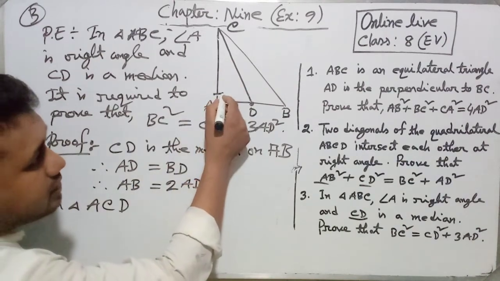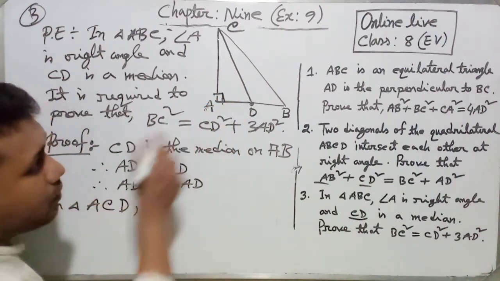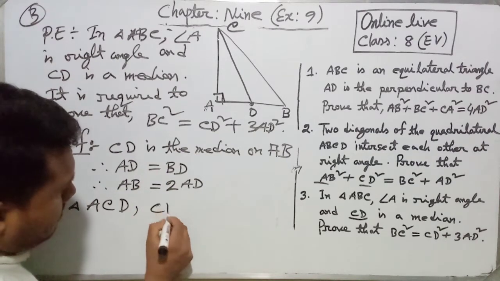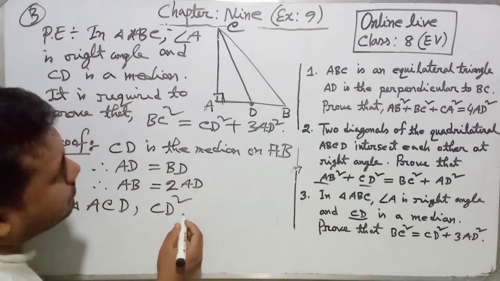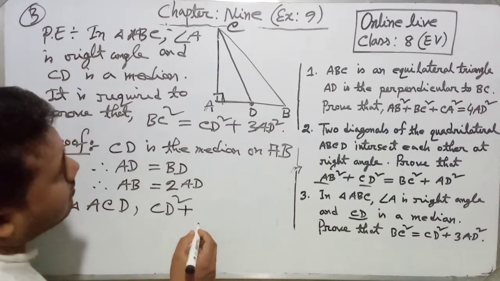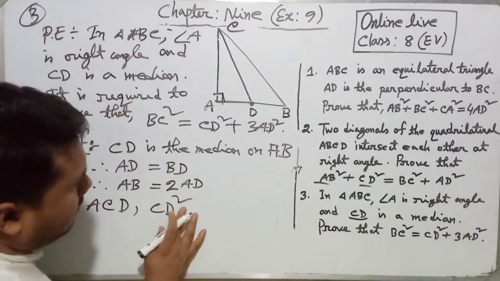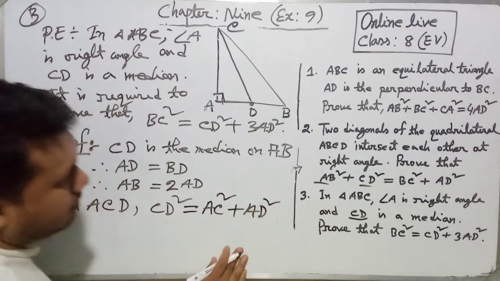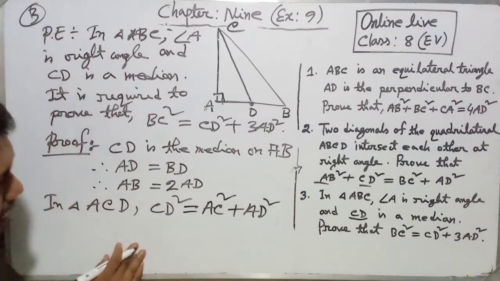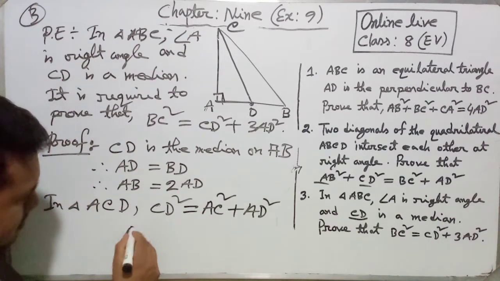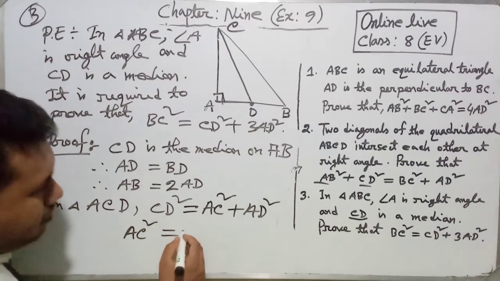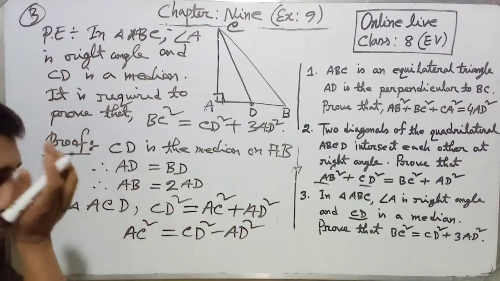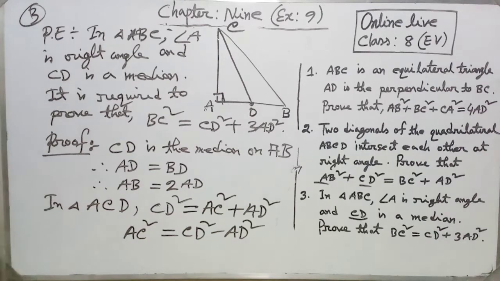Now dear students, in triangle, suppose ACD. Look, in triangle ACD, this is a right angle triangle. So for right angle triangle, we can write CD square equal AC square plus AD square. Now dear students, here we can write AC square. This AC square will be CD square minus AD square. Clear dear students?